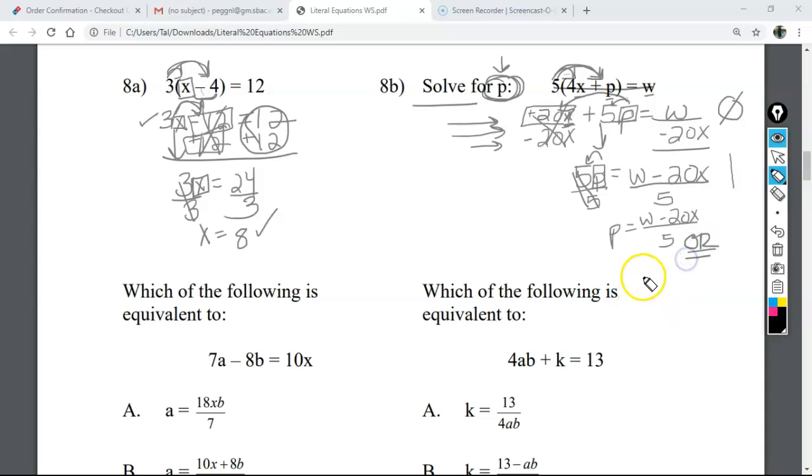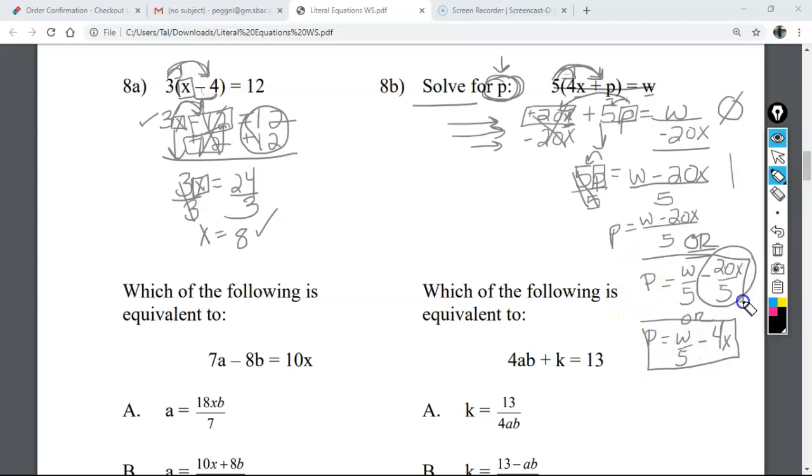Or, the way I like to see it personally, but it's never like this in the books, w over 5, because I had that one over 5, minus 20x over 5, or 20 over 5x. There is still another way to divide this out where you can say p equals w over 5, and then go ahead and simplify this. What is 20 divided by 5? Or negative 20 rather divided by 5 is negative 4, and the x is still there. Any one of these options could be seen on a test. That's why it's important to know how each one of these is equivalent. So that's a very big key right there.